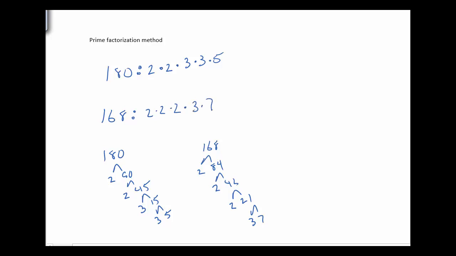Okay, so what I'm going to do, and this is where it has a similar feel to the set method, I'm going to look for what they have in both sets. So I can see they both have a 2, they both have a 2, and they both have a 3, right? And that's about it. That's all they have in common. So the GCD for 168 and 180 is going to look like 2 times 2 times 3, and then I just have to multiply that out. So 2 times 2 times 3 would be 12. So the greatest common divisor of those two numbers would be 12.